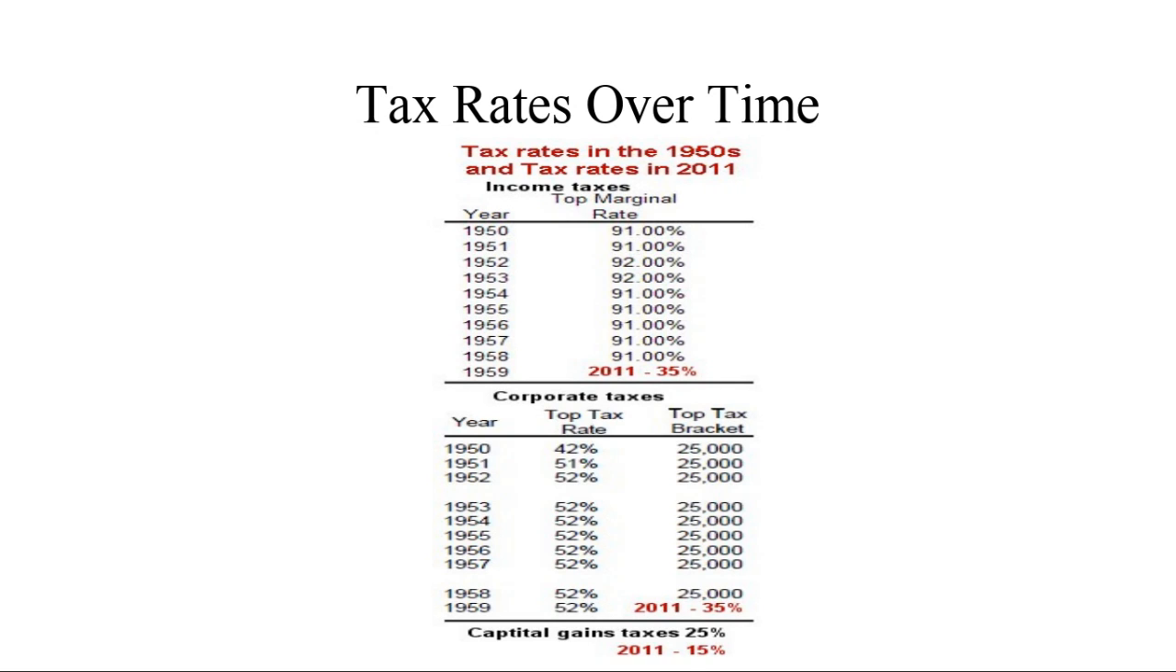In terms of corporate taxes, they used to be as high as about 52%, give or take. Now it's sitting at 35%, assuming they don't find some kind of loophole that allows them to get out of paying taxes altogether. All right, so we've gone from 91% to 35%, 52% to maybe 35%.